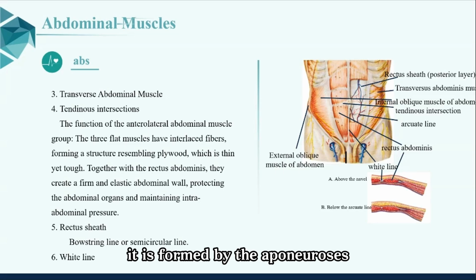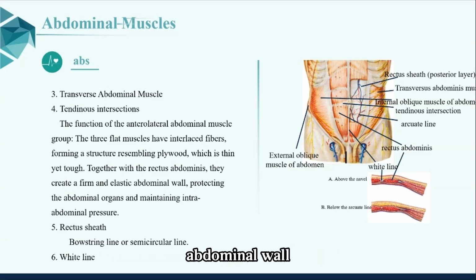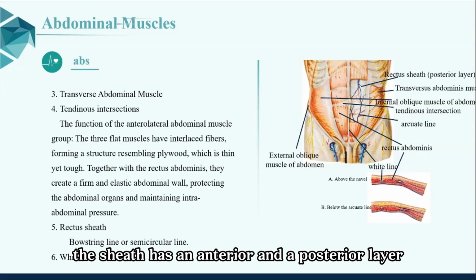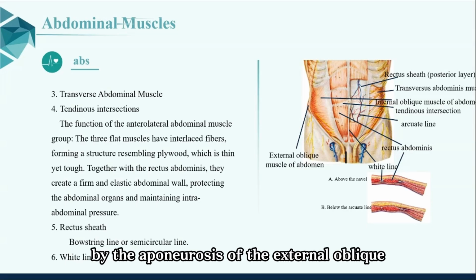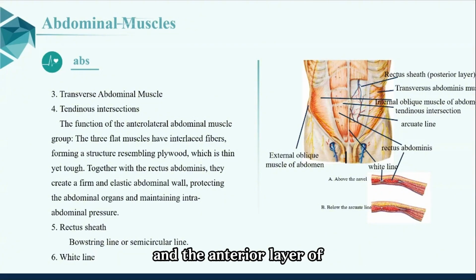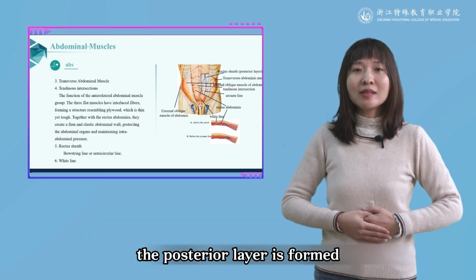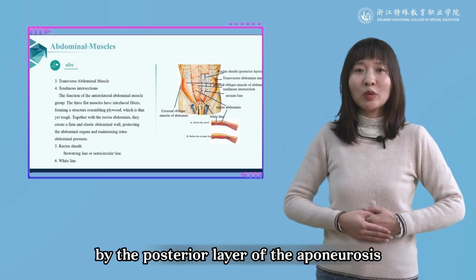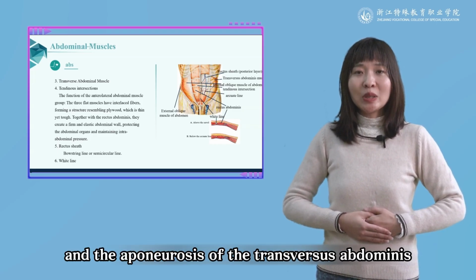It is formed by the aponeuroses of the 3 flat muscles of the anterolateral abdominal wall. The sheath has an anterior and a posterior layer. The anterior layer is formed by the aponeurosis of the external oblique and the anterior layer of the aponeurosis of the internal oblique. The posterior layer is formed by the posterior layer of the aponeurosis of the internal oblique and the aponeurosis of the transversus abdominis.